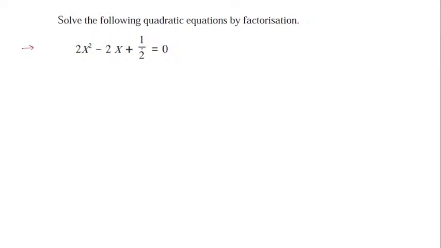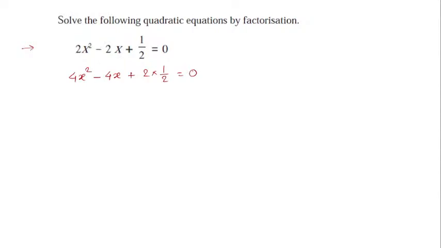That means if we multiply each term in this equation by 2, that is 2 into 2x square, that would be 4x square, minus 2 into 2x, that is 4x, plus 2 into 1 by 2, that is 1, equal to 0. So here we have multiplied each term in this equation by 2.